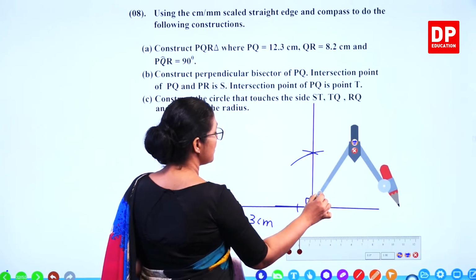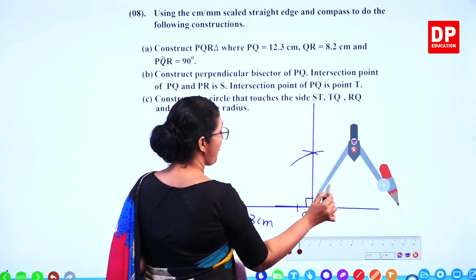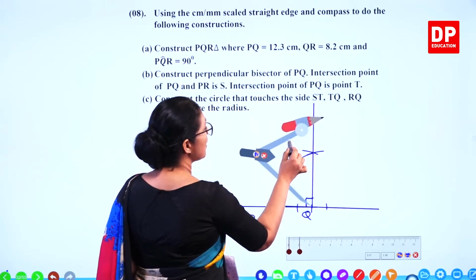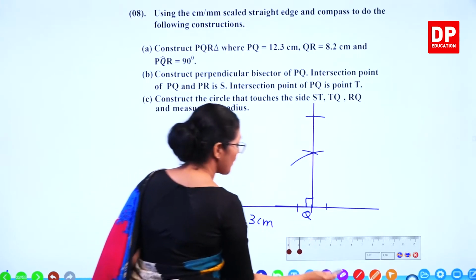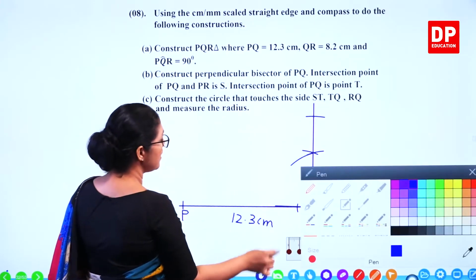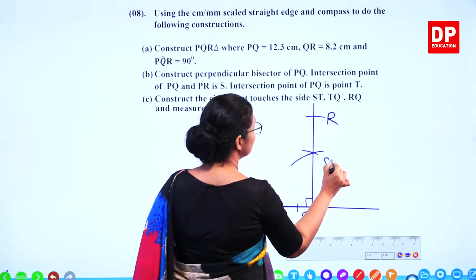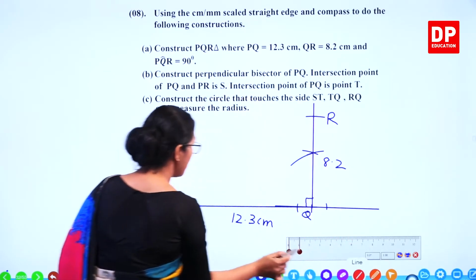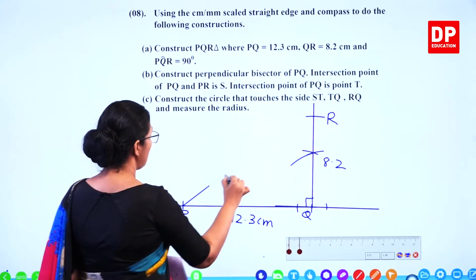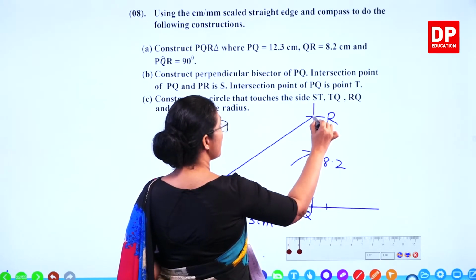So from here you can mark 8.2 here. So what's the point there? QR. Now you can connect P and R and complete the PQR triangle.